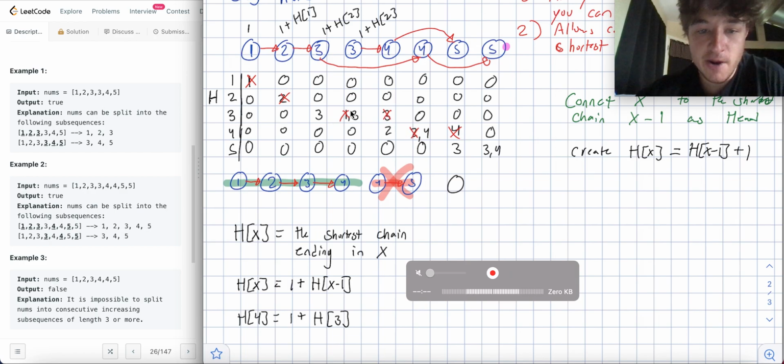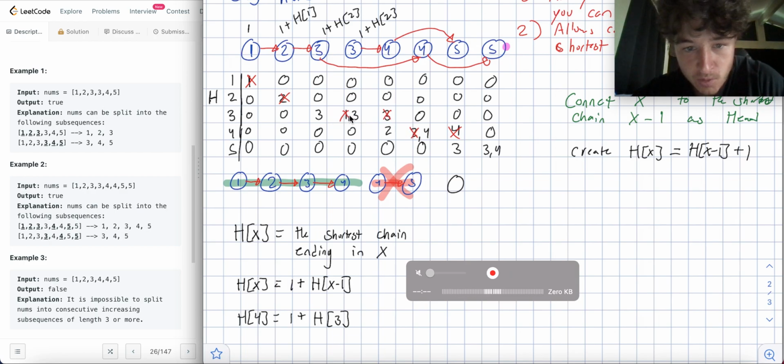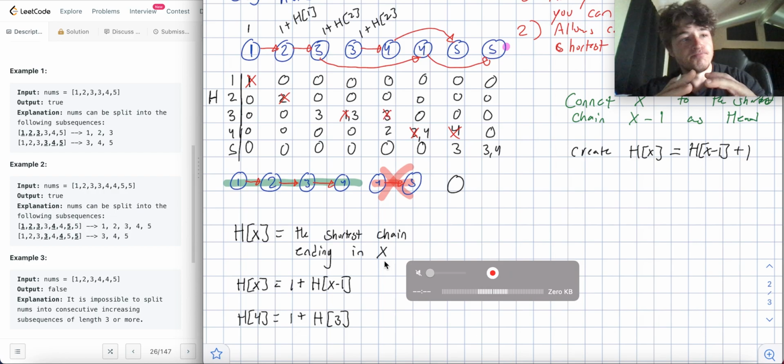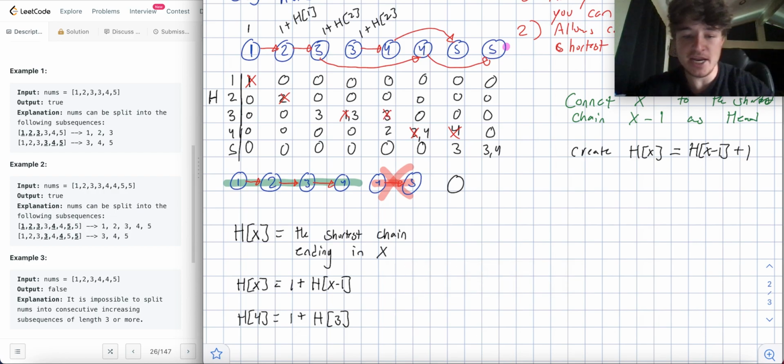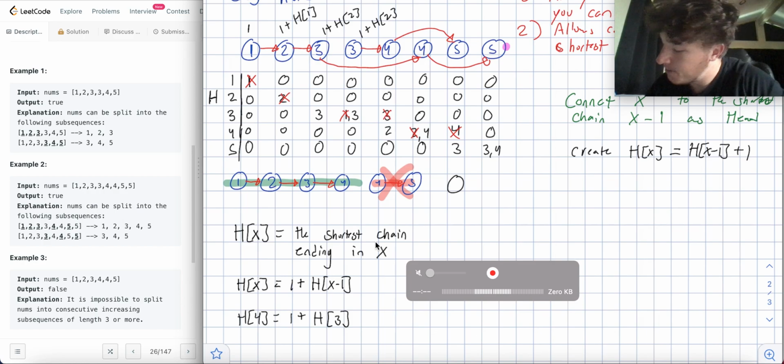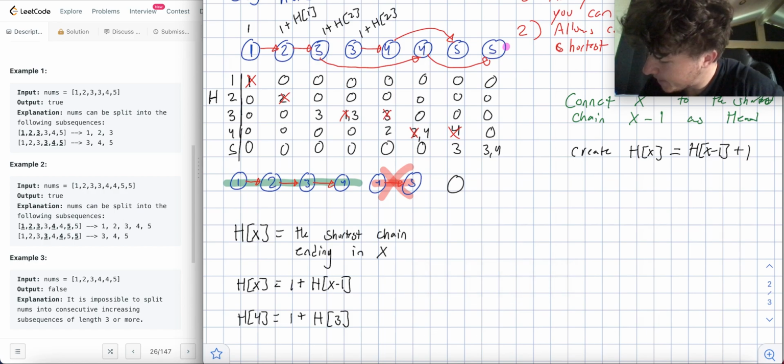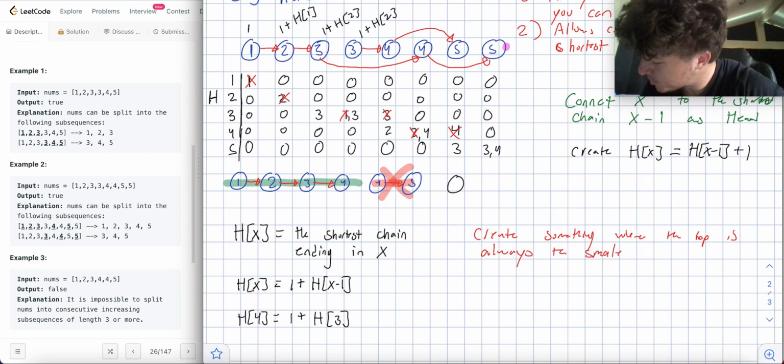So what it really comes down to is how are we going to create a data structure where we can keep track of, we have h of x, but it needs to be the shortest chain ending in x, but it also needs to capture all the chains and always have the shortest chain be at the front. So how can we basically create something where the top is always the smallest? And the way we do that is a priority queue.